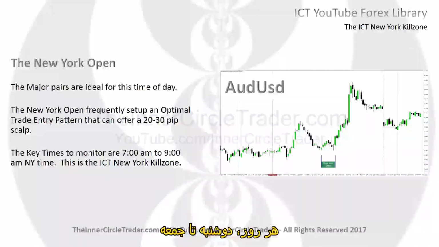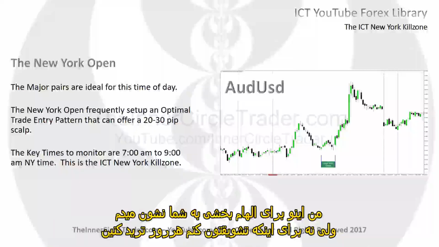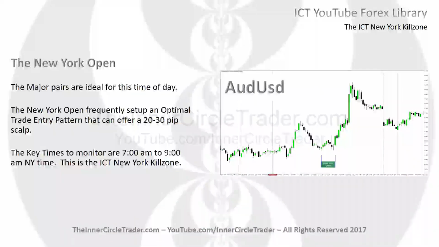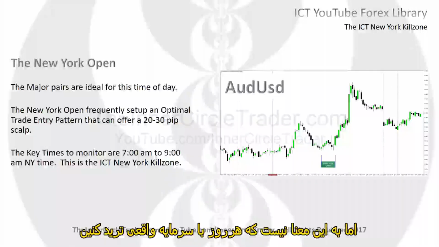Every single day, Monday through Friday, I believe that if a trader were to scan through the majors that are coupled with the dollar index, they would find a setup that would offer 20 to 30 pips. I teach that as a means of inspiring study, but not to encourage you to try to trade every single trading day. Every day, there is an opportunity for you to study, but that does not mean to go in and try to trade with live funds every single trading day.